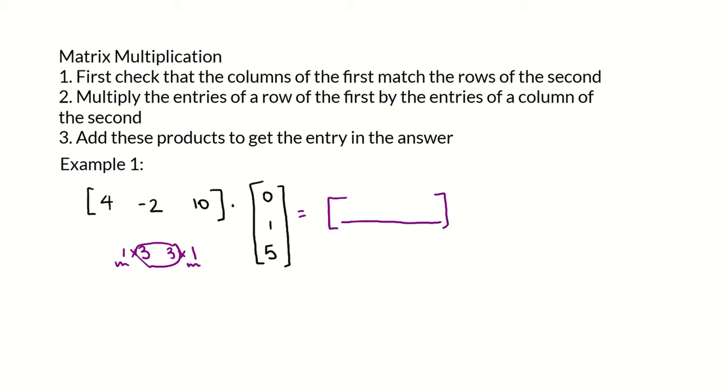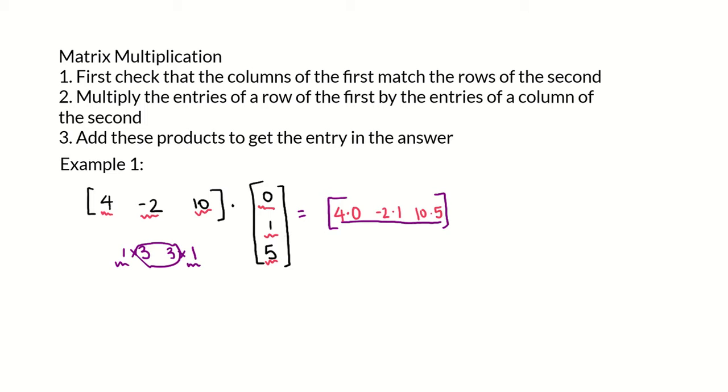So now to multiply, we take the entries of a row of the first matrix and multiply by the entries of a column of the second. What I mean is we multiply 4 times 0, so the first row spot by the first column spot. And then we're also going to multiply the second row spot by the second column spot, so -2 times 1. And then the third row spot by the third column spot, so 10 times 5.